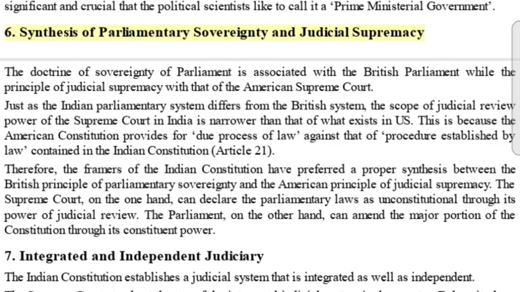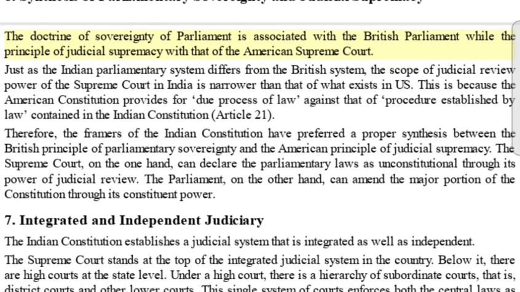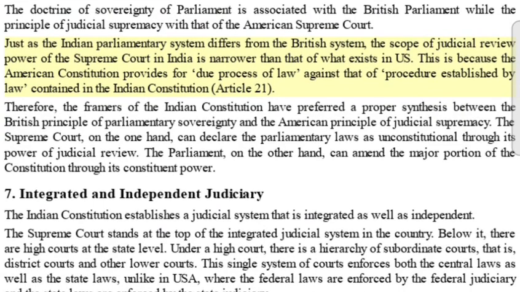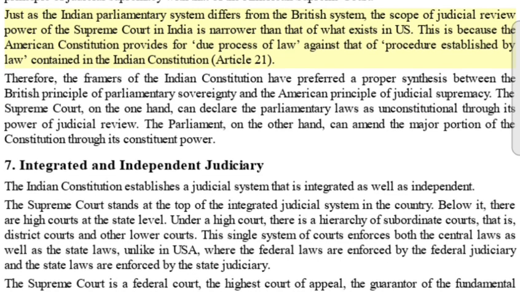6. Synthesis of parliamentary sovereignty and judicial supremacy. The doctrine of sovereignty of Parliament is associated with the British Parliament, while the principle of judicial supremacy with that of the American Supreme Court. Just as the Indian parliamentary system differs from the British system, the scope of judicial review power of the Supreme Court in India is narrower than what exists in the U.S. This is because the American Constitution provides for due process of law, against that of procedure established by law, contained in the Indian Constitution, Article 21.